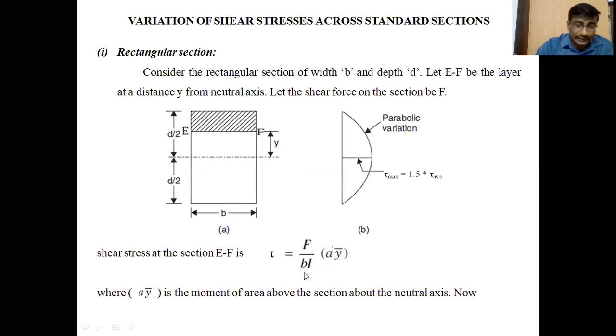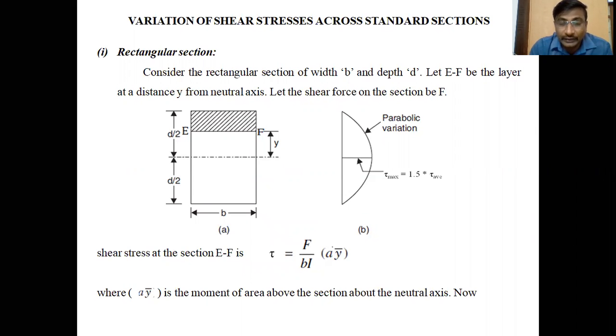What is the b here? The b in the denominator is the breadth of the level EF. Here the breadth of the level EF is equal to the breadth of the whole section. In some other cases, these two are not equal. The breadth of the EF level is not equal to the breadth of the rectangular section. It is not equal in the case of a triangular section.